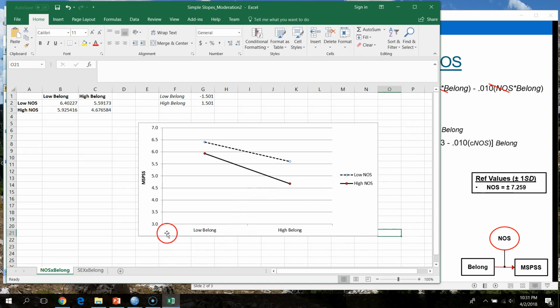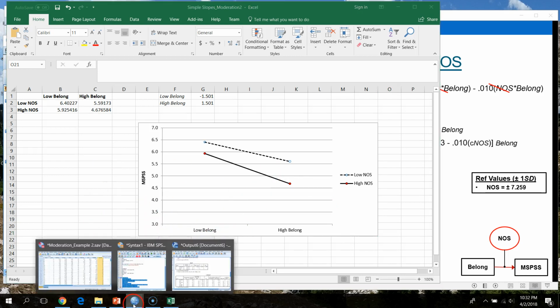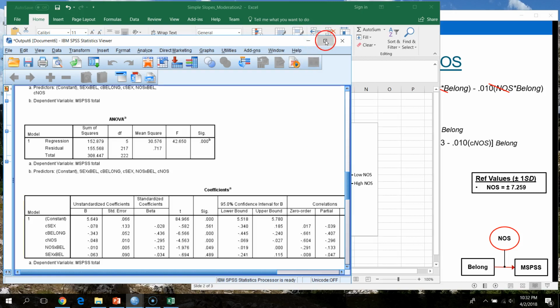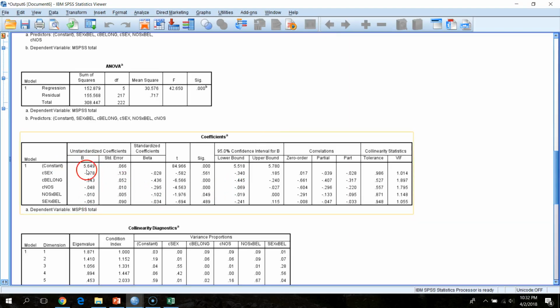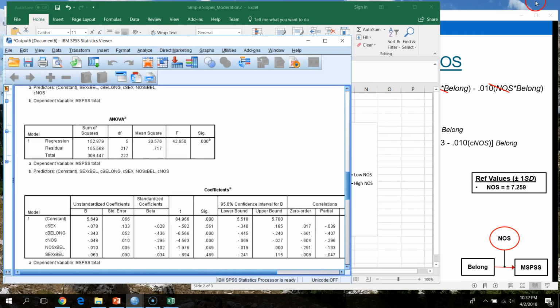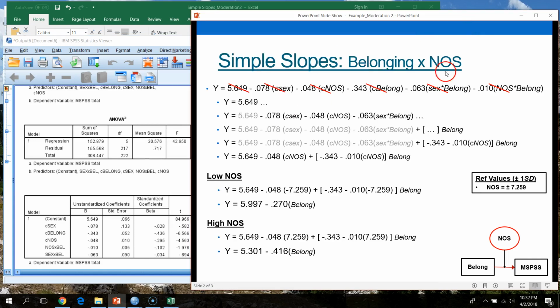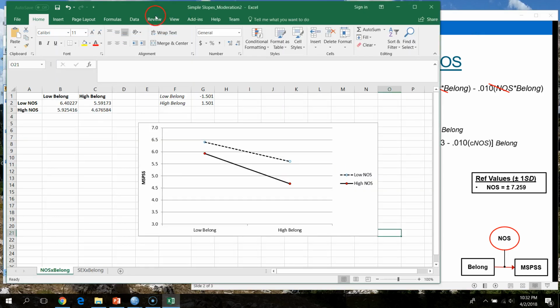Okay, and so all of this we can do just from coefficients in your baseline model. All that you need to do is factor out your simple slopes and plot your simple slopes. Okay.